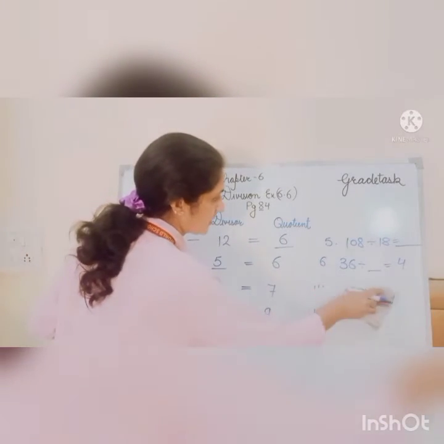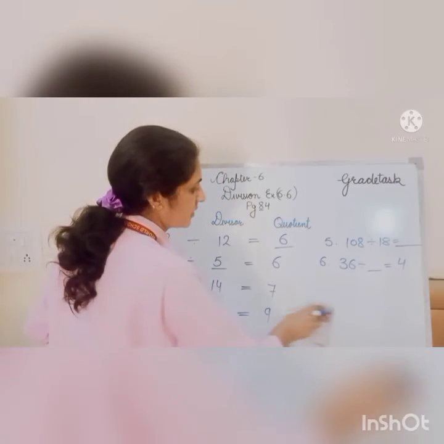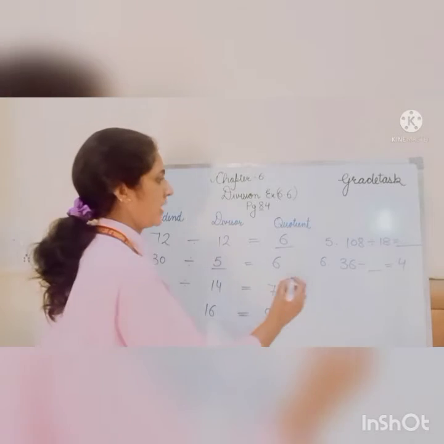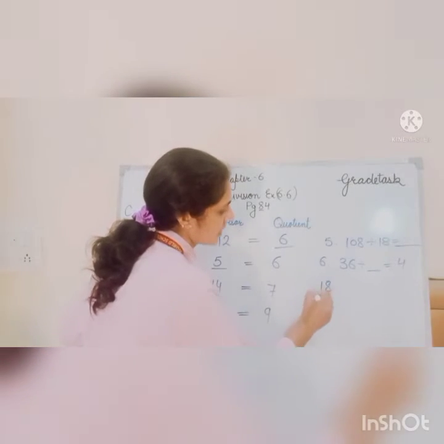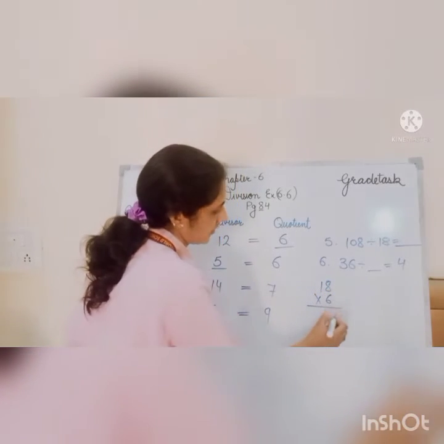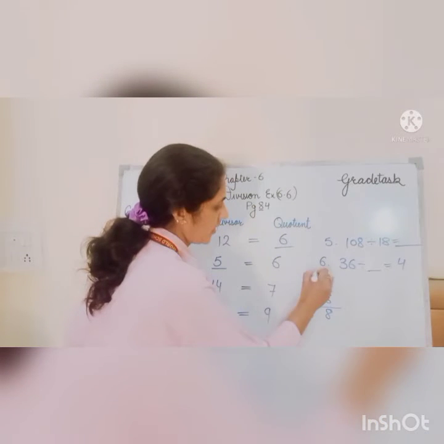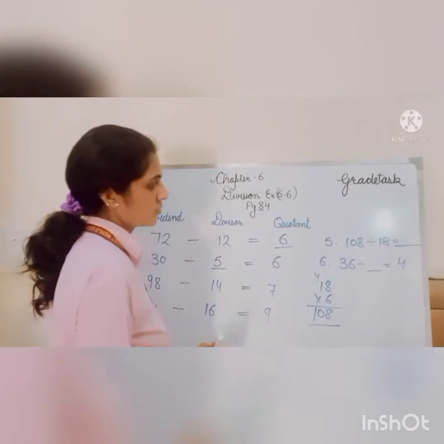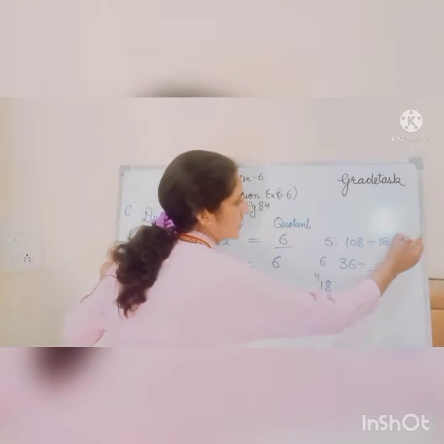Same way, 108 divided by 18. In the 18 table, where are we getting 108? 18 6s are 108. Like this also you can check with the multiplication. 8 6s are 48, 4 carry 8, 6 1s are 6 plus 4, 108. So 18 6s are 108, and the answer will be 6.